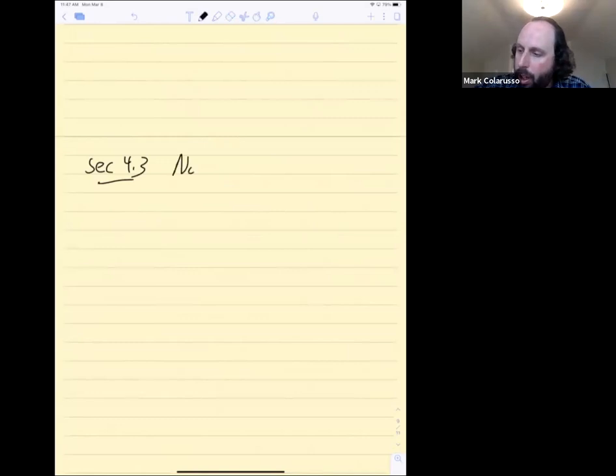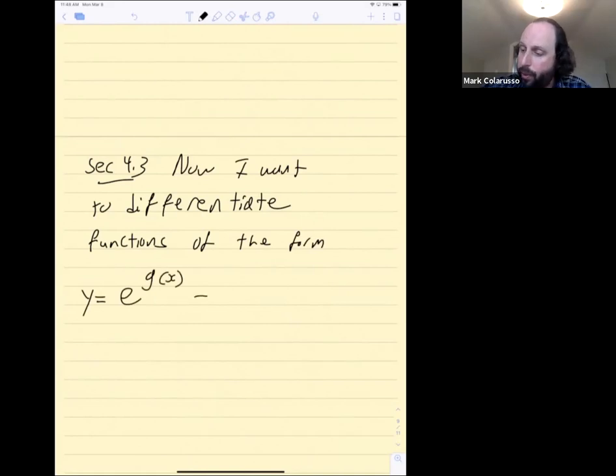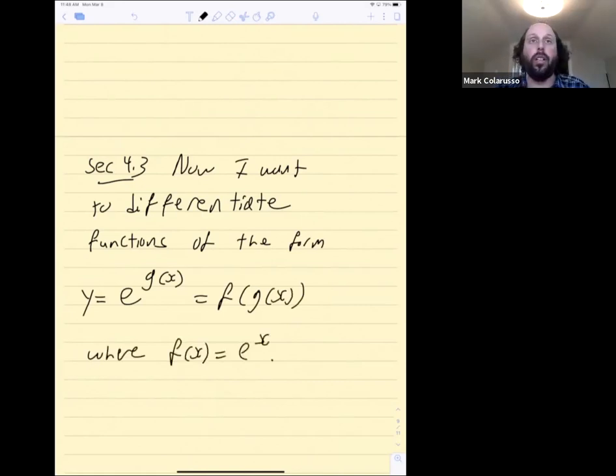So now I want to differentiate functions of the form y equals e to the g of x. So this is a function of the form f of g of x, a composition of functions where f of x is e to the x. So the outermost thing you're doing is applying the natural exponential function. So you're exponentiating this function g of x, okay?